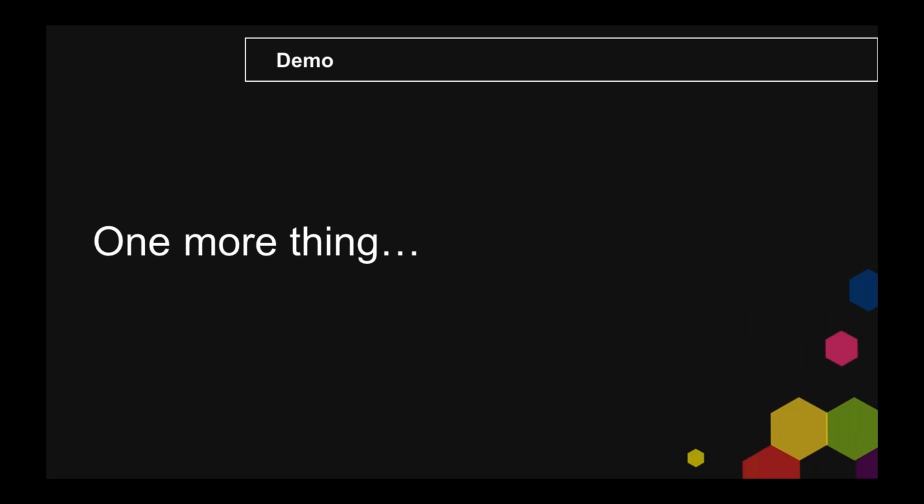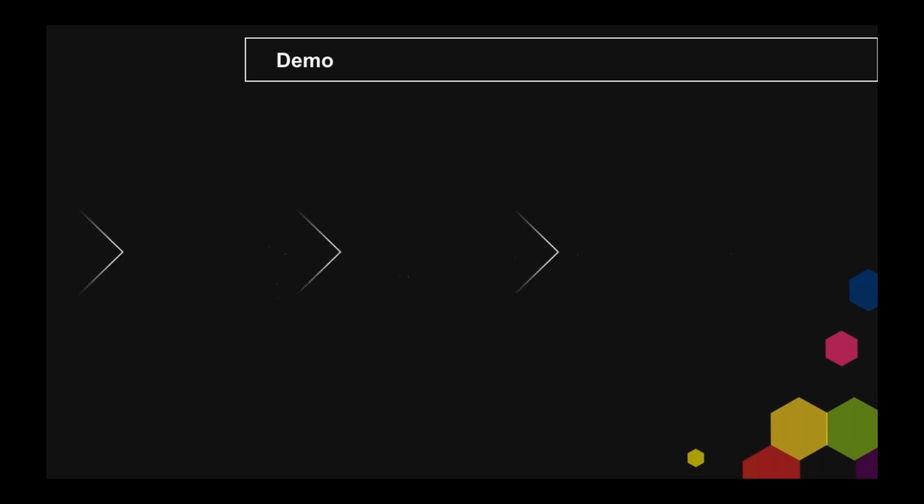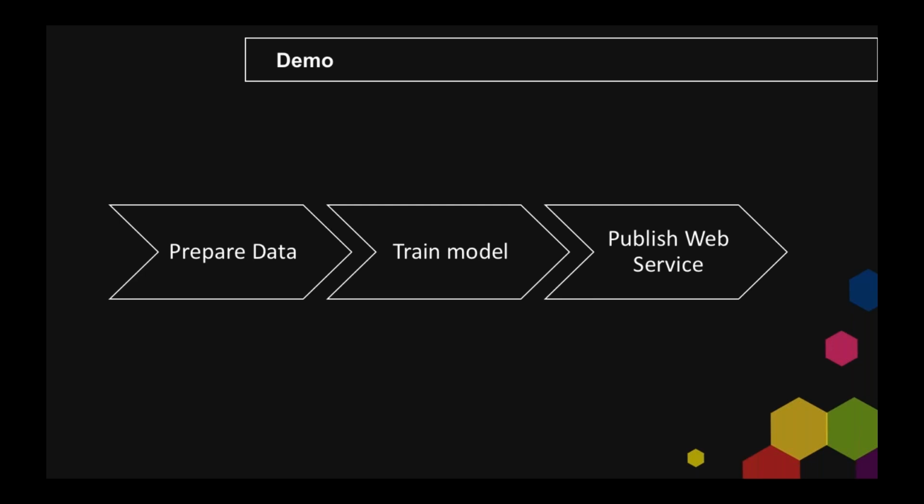I have one more thing, as I promised on my Twitter, and we'll add some more wow feature. We will forecast watches on YouTube with the power of machine learning, and to do so, you should follow 3 steps. You should prepare your data. It will be history data, and history data is already published webinars. We will train our model, and we will publish web services.